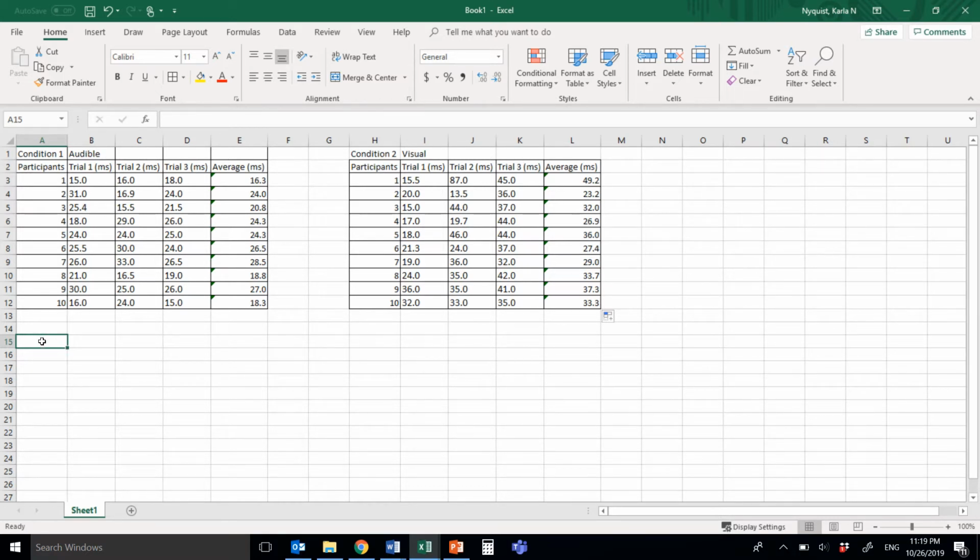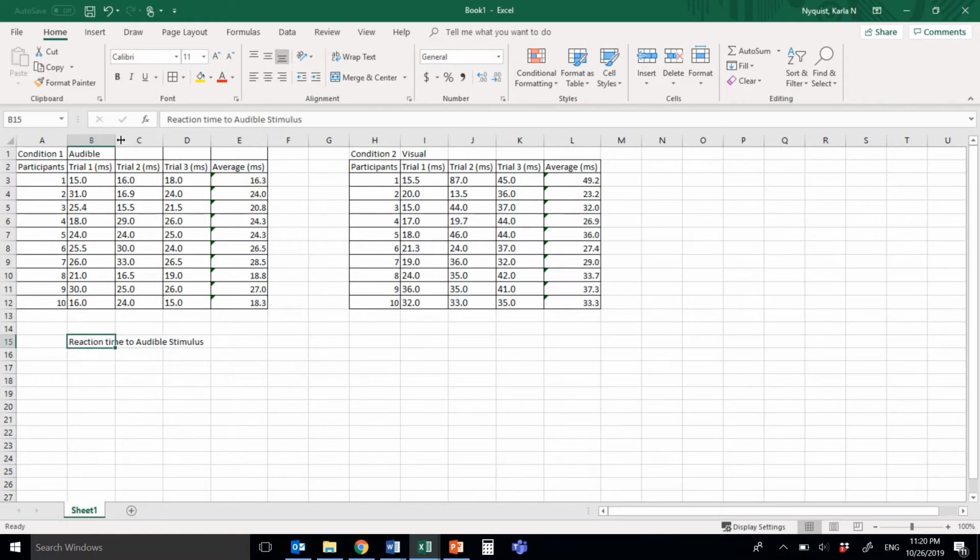The first cell here is going to be blank. This is going to say your condition 1. So in my example, it will be audible. Actually, it'll be reaction time to audible stimulus. This is where we really want to get specific about what we're measuring. You're going to notice that this is a really long title.